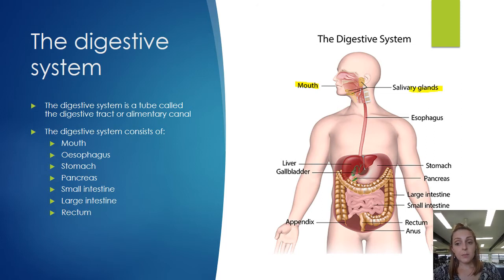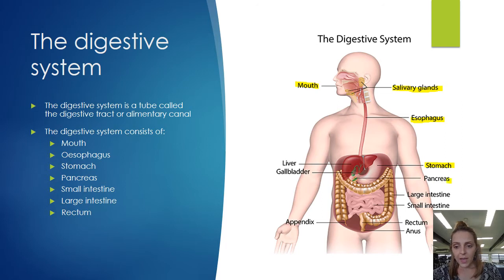We're going to talk a little bit about the salivary glands. The esophagus is an important part of the digestive system, carrying our food from the mouth into the stomach. The stomach is a huge part of chemical digestion as well as physical digestion, and we'll look at some of the structures within the stomach that allow that.